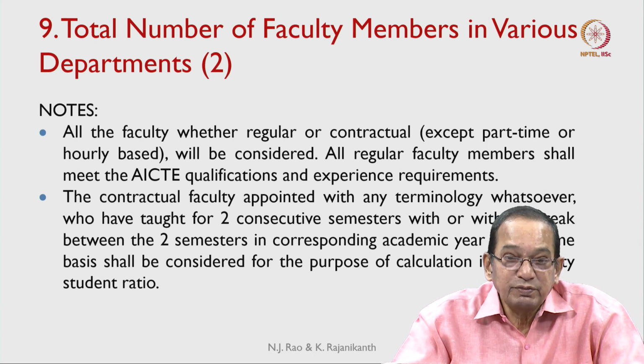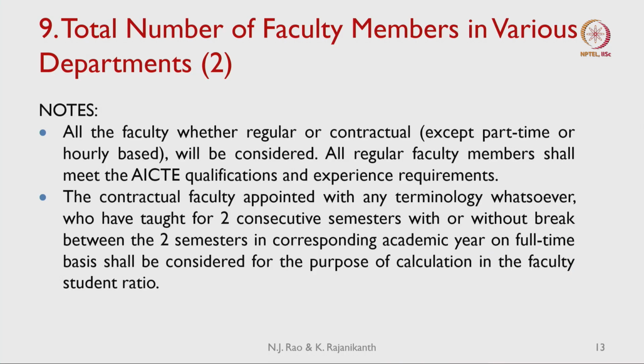All regular faculty members shall meet the AICTE qualifications and experience requirements. Even for contractual faculty, this applies. There are more rules for contractual faculty. The contractual faculty appointed with any terminology whatsoever, whatever name you give, who have taught for 2 consecutive semesters. So, 2 consecutive semesters, that is the requirement for contractual faculty to be counted. Whether there is a break between the 2 semesters or not is immaterial. So, 2 consecutive semesters with or without break between the 2 semesters, that contractual faculty would be counted. The contractual faculty appointed with any terminology whatsoever, who have taught for 2 consecutive semesters with or without break between the 2 semesters in the corresponding academic year, on full-time basis, shall be considered for the purpose of calculations in the faculty student ratio.